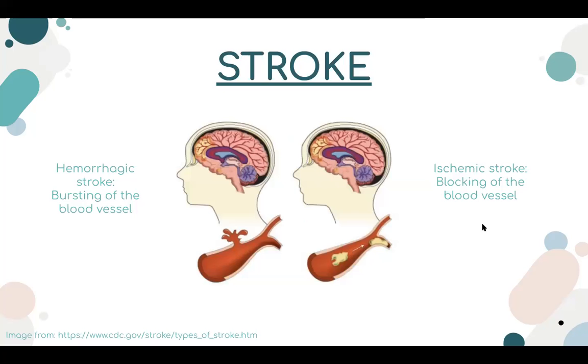Okay, and the next one I'll be talking about is stroke. There are two terms that you have to know. One is called hemorrhagic stroke, which is basically the bursting of a blood vessel. And the other one is the ischemic stroke, which is the blocking of the blood vessel.